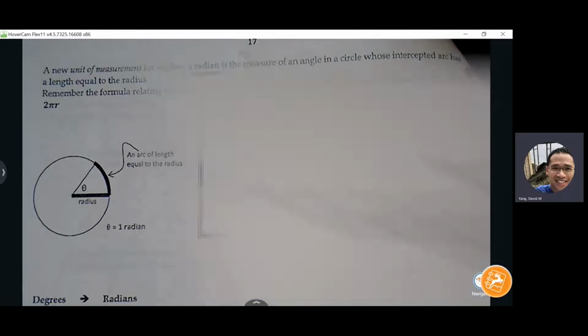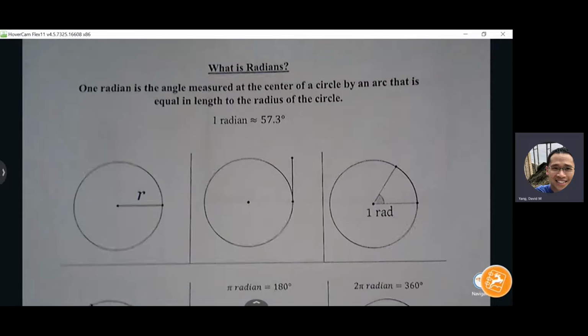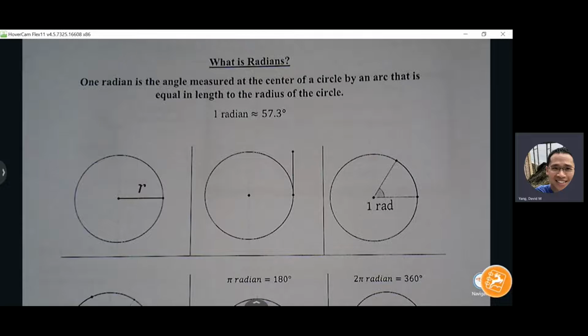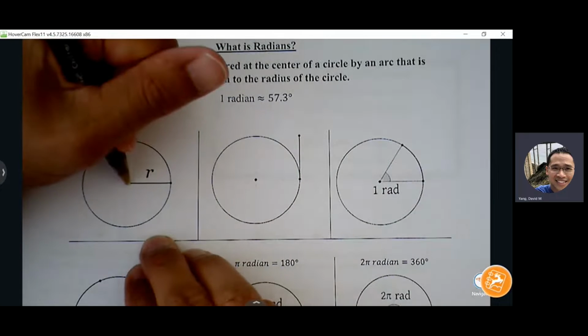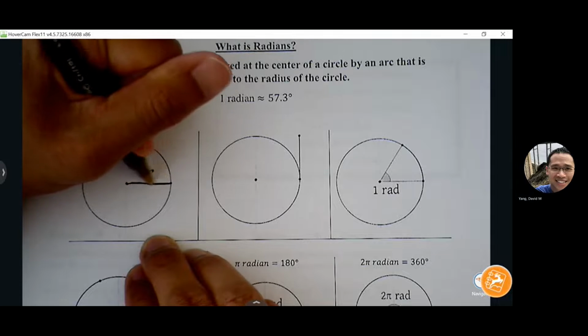I'm going to bring in the other sheet here that you guys picked up. So again, 1 radian is the angle measured at the center of a circle by an arc that is equal in length to the radius of the circle. Let's just pick any random circle. It doesn't matter what the radius is. The radius could be 1 inch, could be 4 meters, could be 2 kilometers. But whatever that distance is.